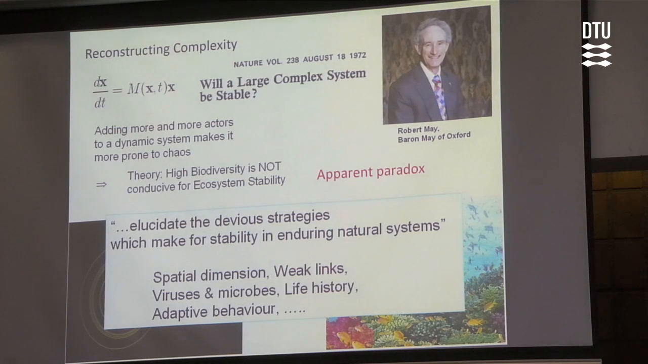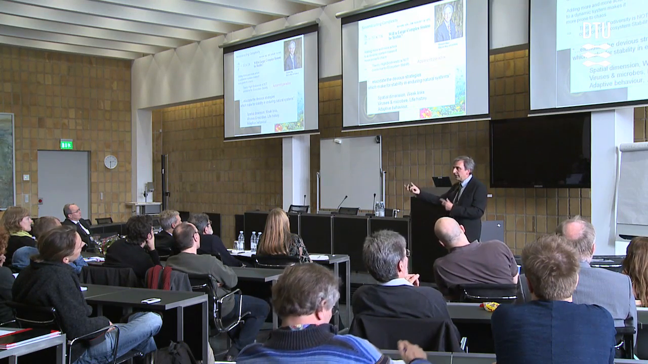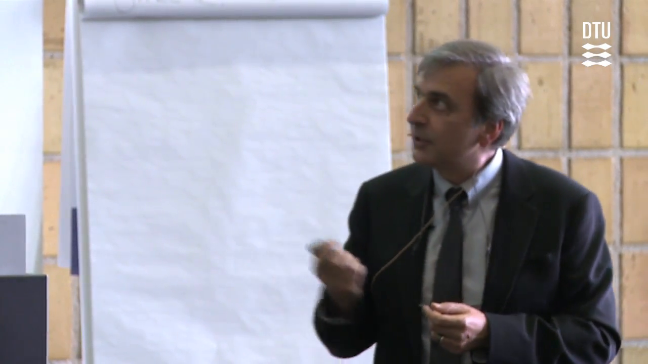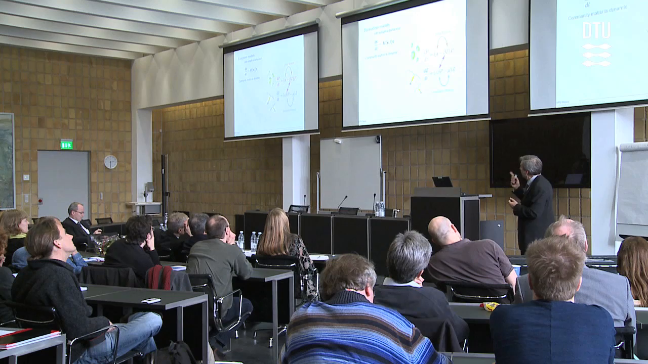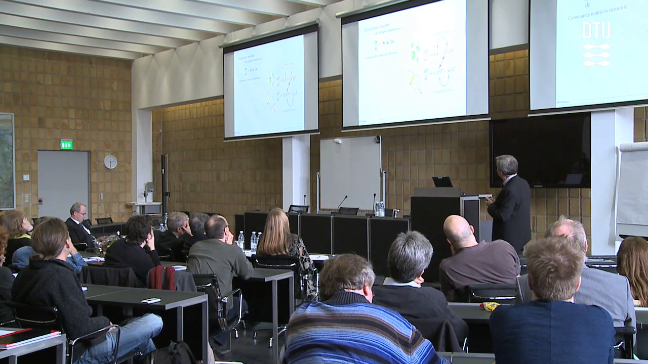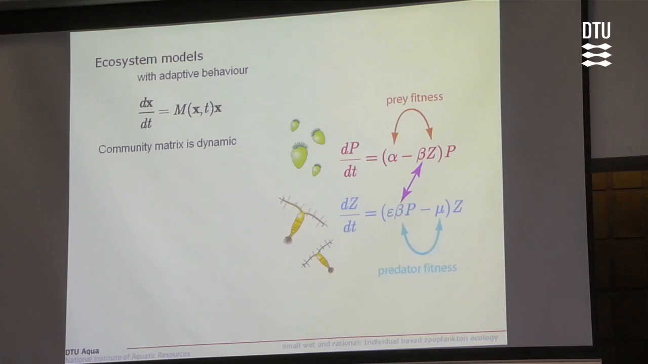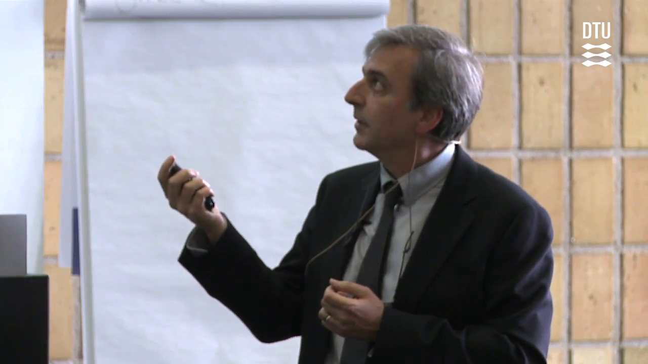Spatial dimensions, weak links, viruses and microbes, the fact that life history, these organisms actually have to go through a life stage where they go from one little box to another box. And then there's adaptive behavior, which is the one that I want to just mention here. And you can sort of see how this works, right? There's a very simplified version of that entire ecosystem, just the Lotka-Volterra description of these two different organisms, a ciliate and a copepod in this case.